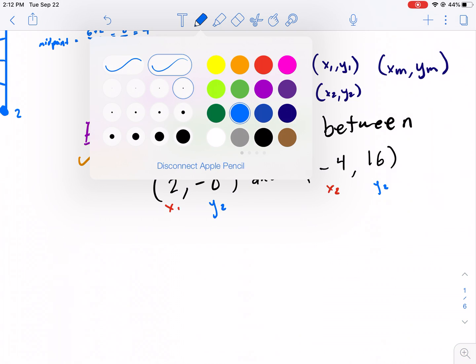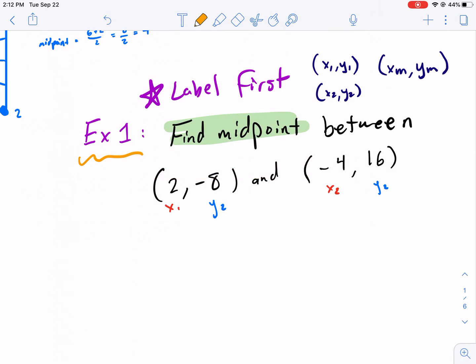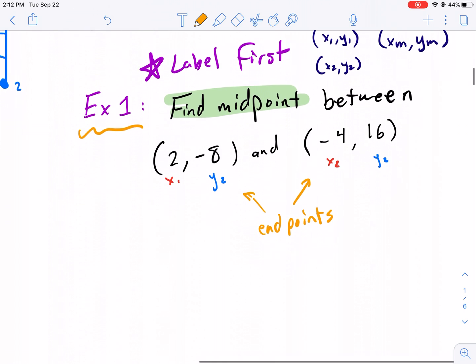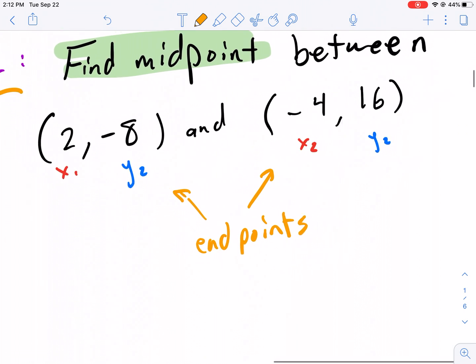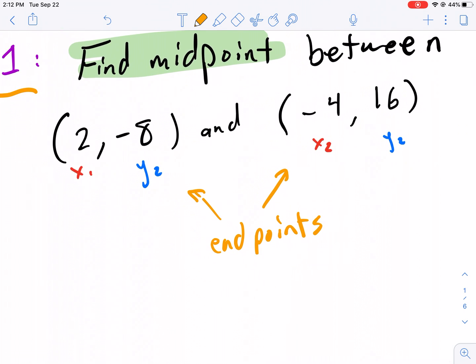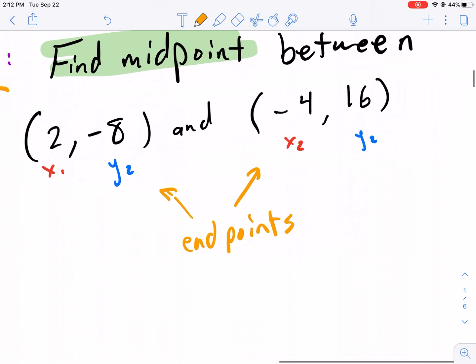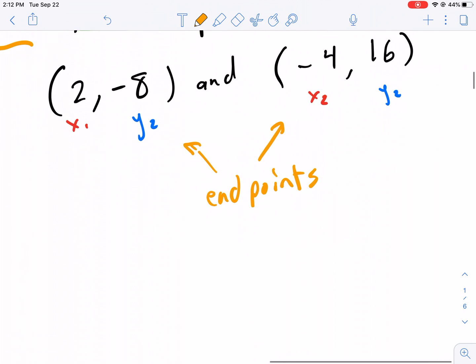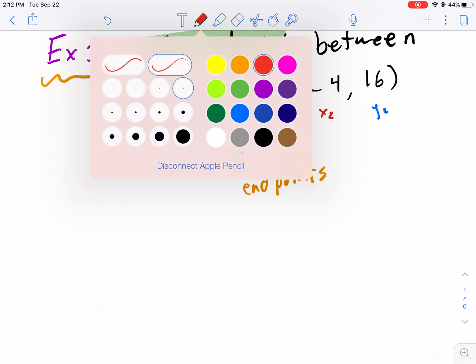What color should I use? I don't know, this one. So these are endpoints, and we're looking for the midpoint. Now, how do you know which one's x1 and x2? It doesn't matter. If you're just adding them together, it doesn't matter if you call -4 x1 and 2 x2, because no matter which way you add them, it's going to be the same thing, okay?